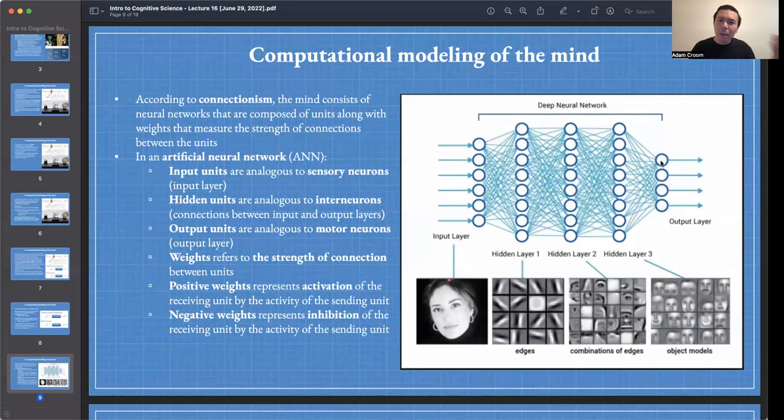And in between the input layer and the output layer, we have hidden layers. And the hidden layers include the hidden units. Okay, and hidden units are analogous to interneurons, which connect between the input layer here and the output layer here. Okay, and a deep neural network is just an artificial neural network that has many hidden layers.